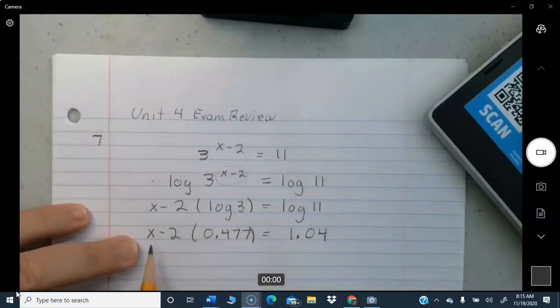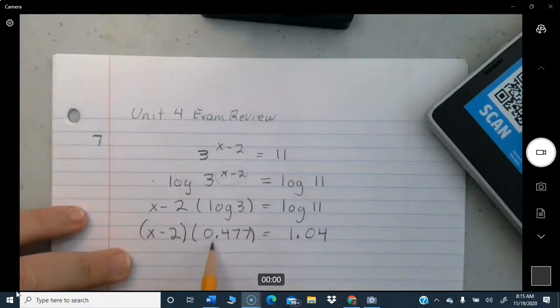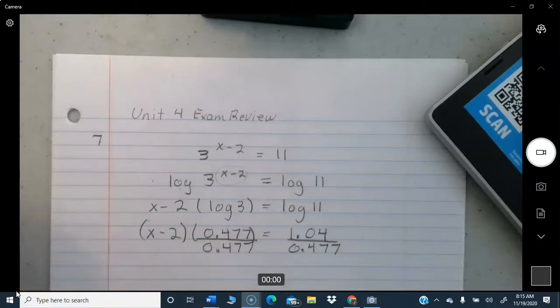Okay, so now we have to solve for x. Now it's just an algebra problem. Rather than distribute this through to here, let's just divide. You have that choice, both sides. And that gives us here 2.18.